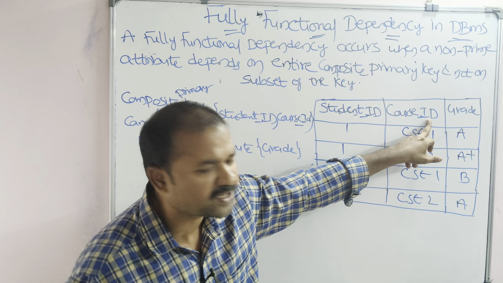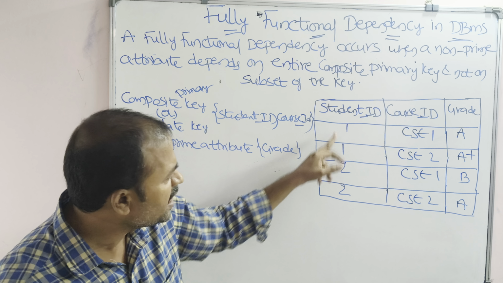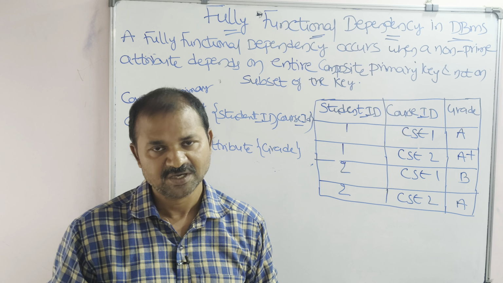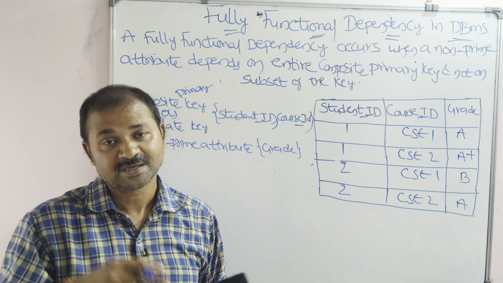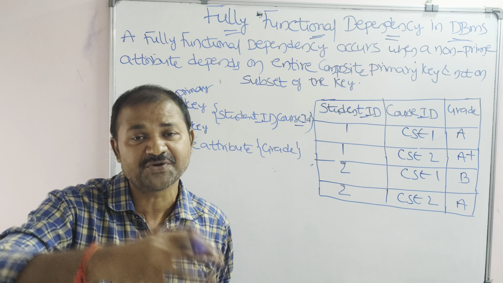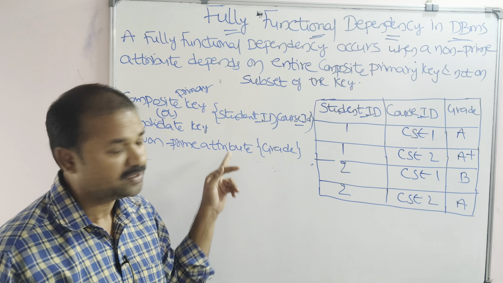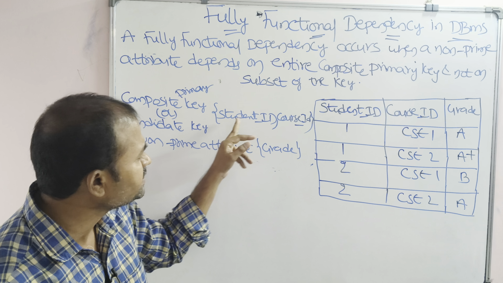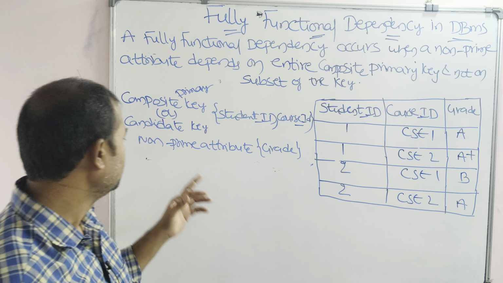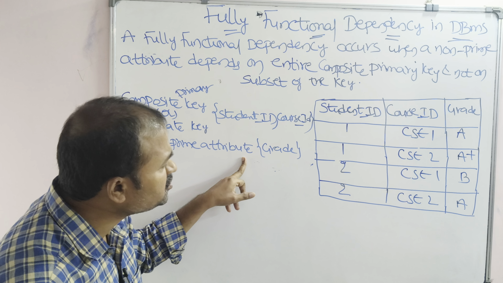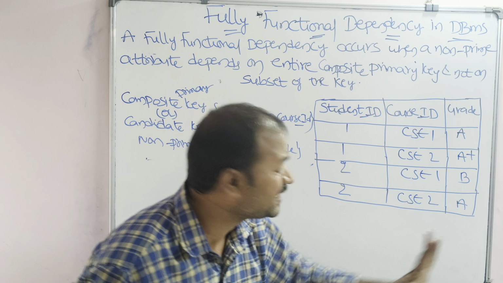Likewise, we can't select course ID as the primary key. Why? Because the same course may be offered to different students. So that's why here we are choosing a composite primary key. Composite primary key means a collection of attributes, and it can also be called a candidate key. Here the composite primary key contains 2 attributes: student ID and course ID. Next, non-prime attributes are other than the key attributes. So we have only one non-prime attribute, that is grade.